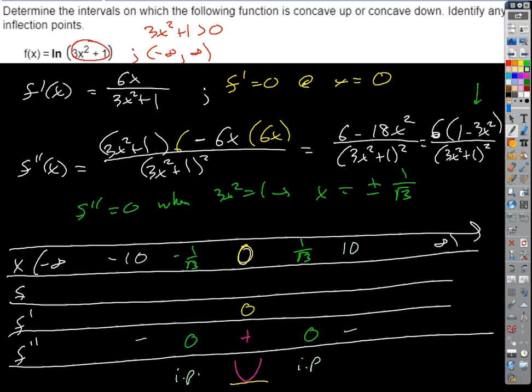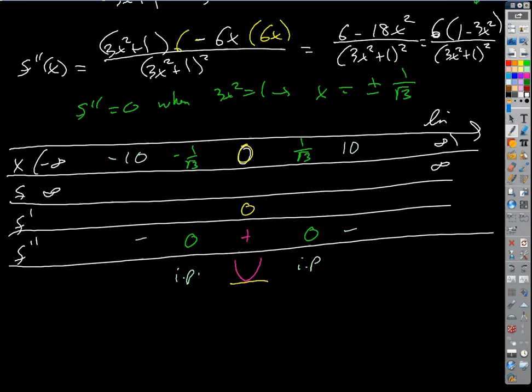And what does this thing look like if I take a limit? As x approaches plus or minus infinity, I'm taking a log of an infinitely large number, which is what? Infinitely large. Now it's getting there pretty slowly, but it's infinity. So now we can graph it.